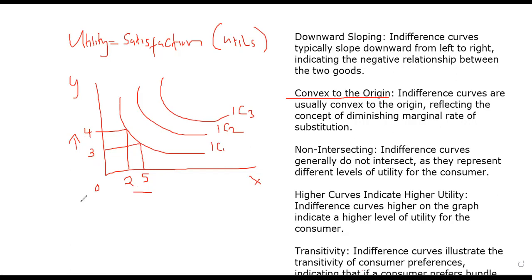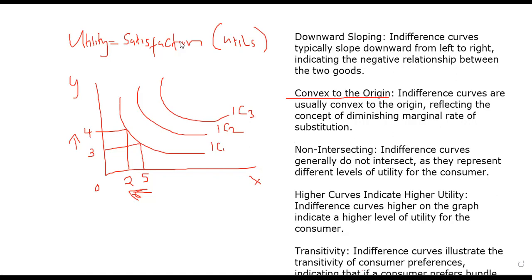What are the characteristics? Okay, so the characteristic is that as you increase 1 unit of good Y, you decrease the other. So this is what convex means. It reflects the law of diminishing marginal returns.